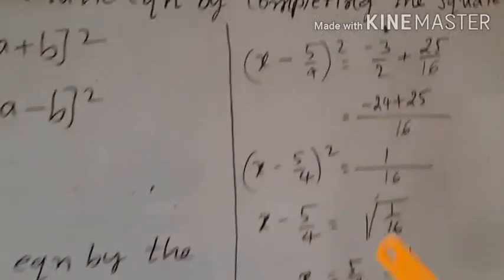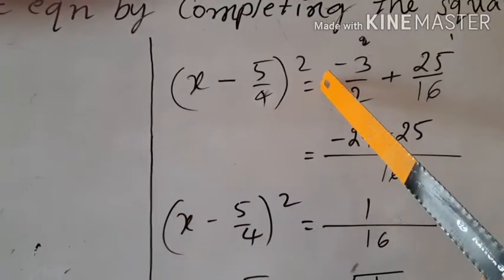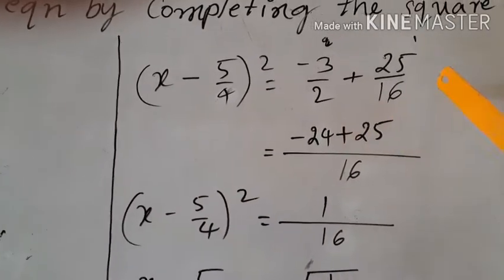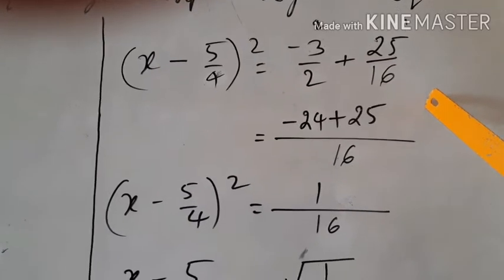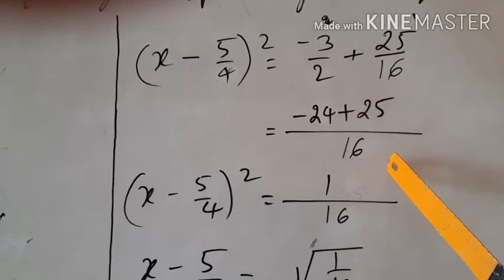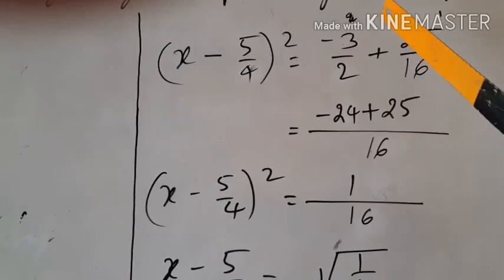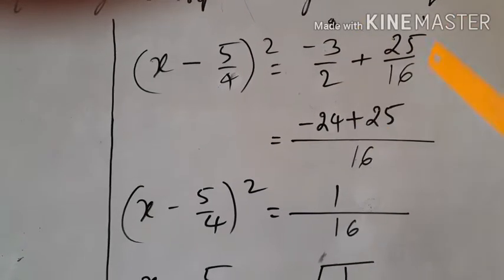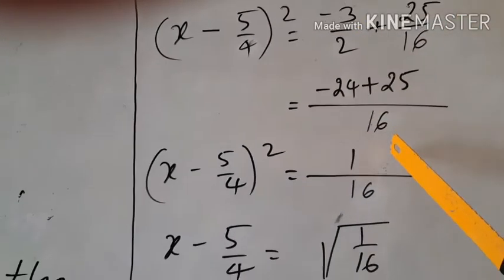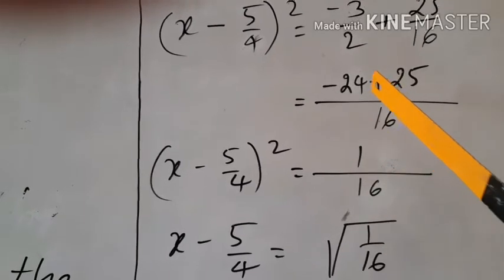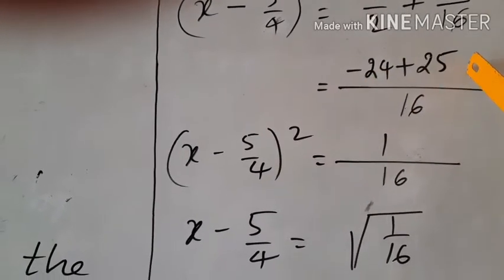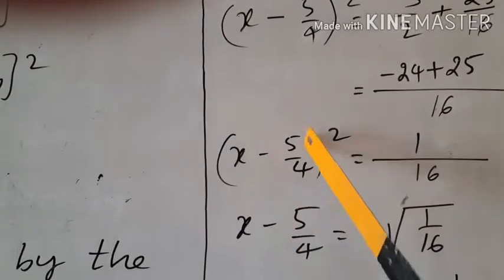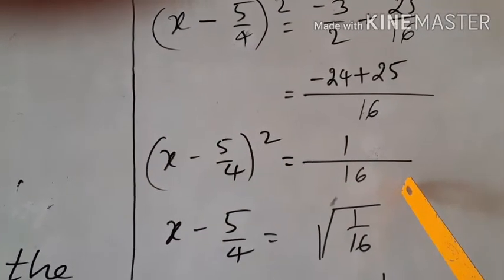See here, now it becomes x minus 5 by 4 the whole square is equal to minus 3 by 2 plus 5 by 4 the whole square. That 5 by 4 whole square becomes 25 by 16. The LCM of 2 and 16 is 16. So, 2 8s are 16, 16 1s are 16. Now, 8 3s are 24, 25 1s are 25. Minus 24 plus 25 upon 16 is equal to 1 upon 16. So, x minus 5 by 4 the whole square is equal to 1 by 16.